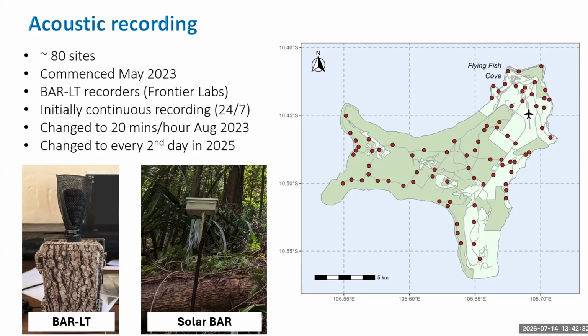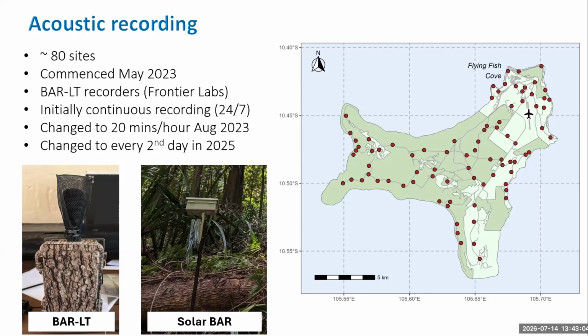We used BAR-LT recorders from Frontier Labs, down in the left-hand bottom picture. There we put a mesh over the microphone because we had problems with something, we're not sure what, chewing the microphone foam. And we also had at the start five solar BARs, so that's a solar-powered BAR there, which we actually found worked well only if it was out in an open habitat. They weren't reliable in forests because the power was quite intermittent.